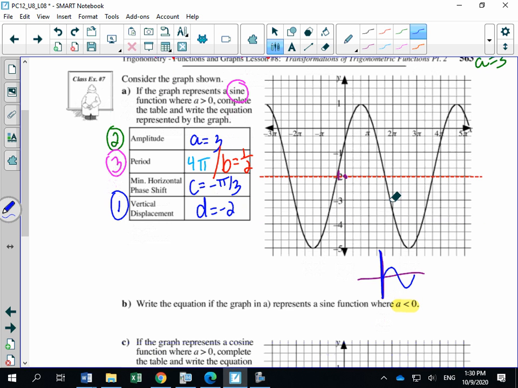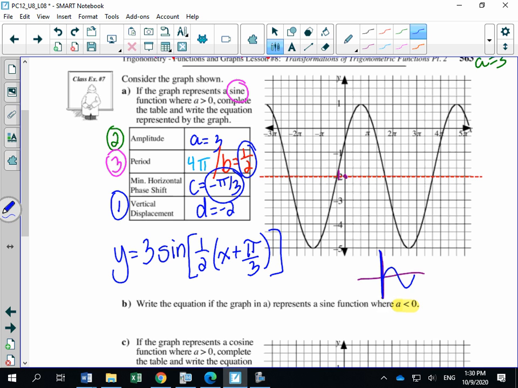Okay, so the equation of this line is y is equal to, a is 3, so it's 3 sine. Then we want our b value. Our b value is 1/2. And then x, either minus my c value or plus my c value. If I want c to be negative pi over 3, it would be x plus pi over 3. And then I do my midline at the end, and my midline is minus 2. So that is the equation of your line.